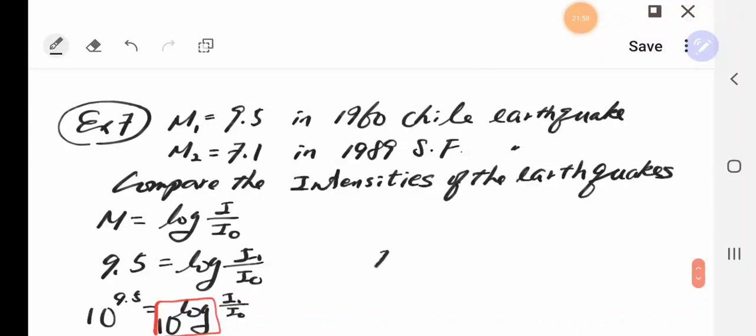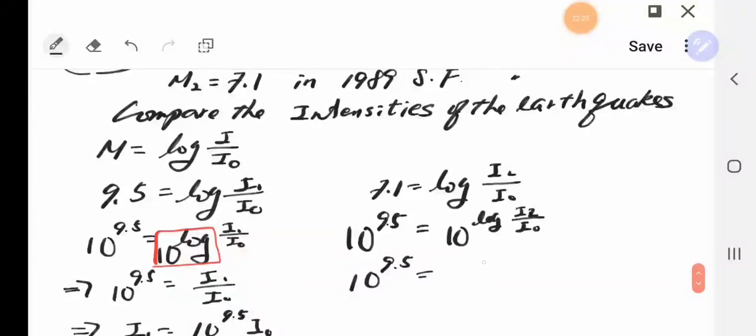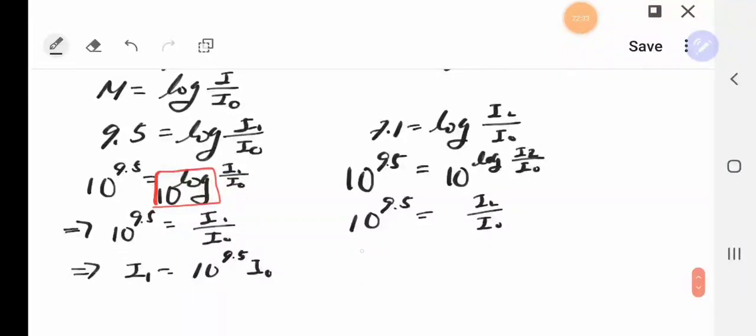So 7.1 is equal to logarithm of I2 over I0. Let's use I2 for the intensity of the earthquake in San Francisco. Take 10 as the base of the exponential form of this equation. Then the left side is 10 to the 7.1 power, and the right side is I2 over I0. Multiply each side by I0, then I2 will be 10 to the 7.1 times I0.